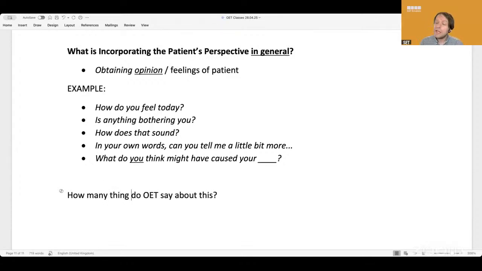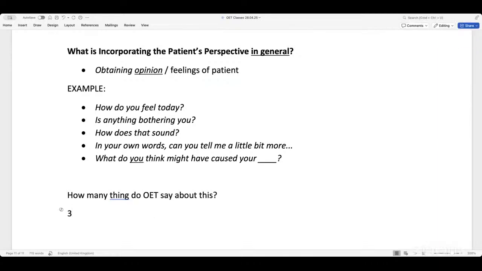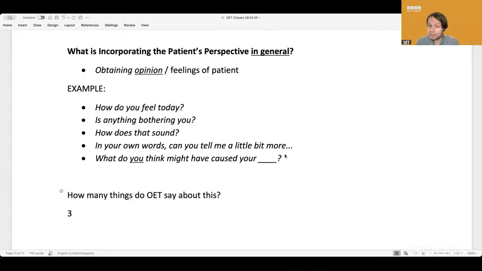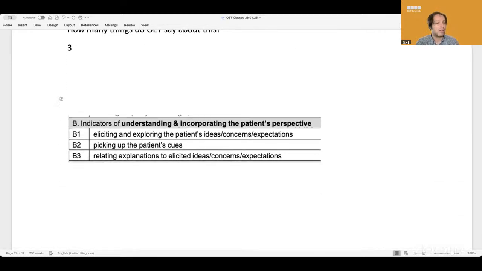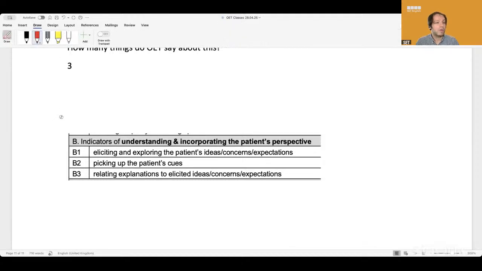Okay, so is she right, guys? Are there actually three sort of criteria in OET on this? Yes, yes. I think she's right. Sometimes I do not remember correctly, but let's look. Yes, 3 things. And let's focus on these today. So let's get some people to read these.